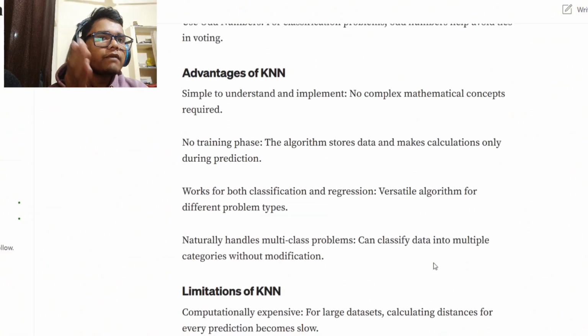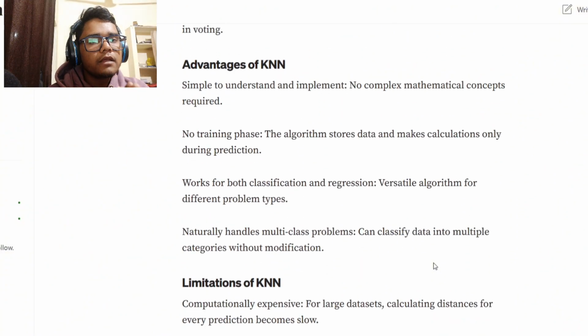So let's see some advantages of KNN. Simple to understand and implement. No training phase. Works for both classification and regression. Naturally handles multi-class problems, and so on.